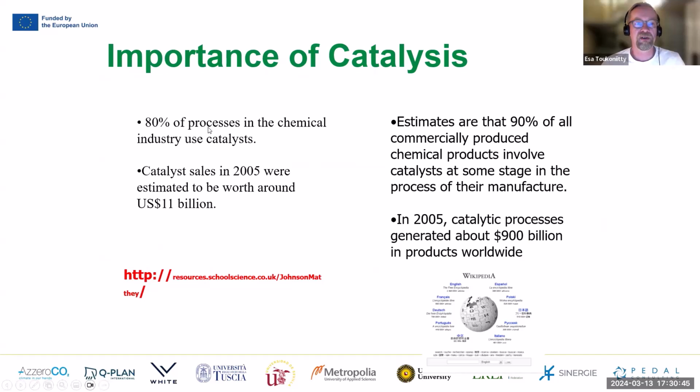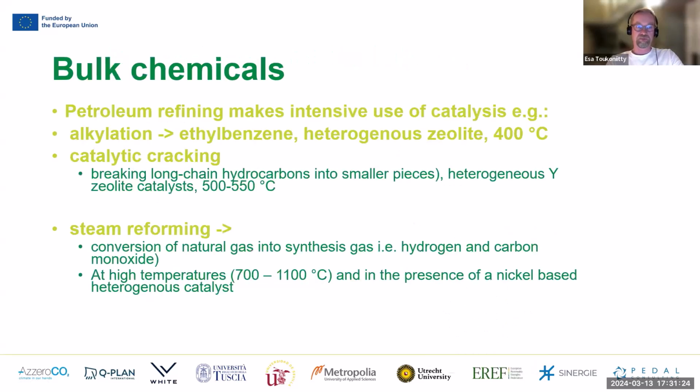The majority of industrial chemical processes, 80% based on certain sources, are catalyzed reactions, catalyzed processes. And some 90% of commercially produced chemicals involve catalytic steps in their manufacturing process. So you can encounter these in various places when going to industrial commercial chemical production.